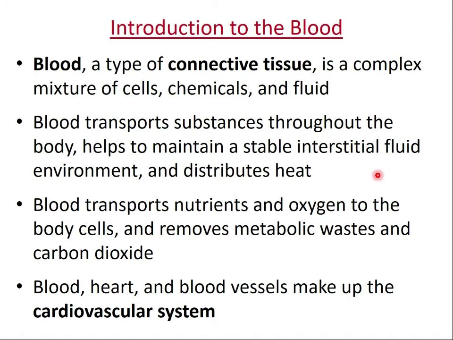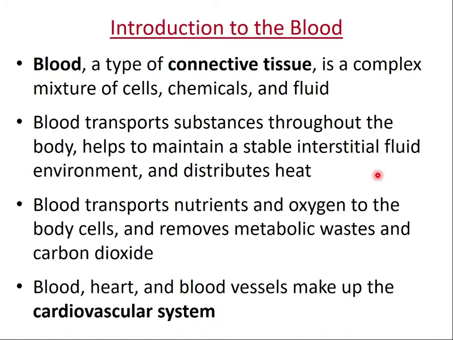Blood transports substances throughout the body, and it helps maintain a stable environment within the body. It also helps in heat distribution. Blood transports nutrients from the gut to various parts of the body, and it transports oxygen from the lungs to different cells. Then it removes metabolic waste, including carbon dioxide, and brings them either to the lungs or to the kidneys to be filtered out.